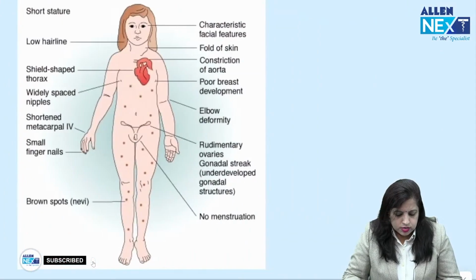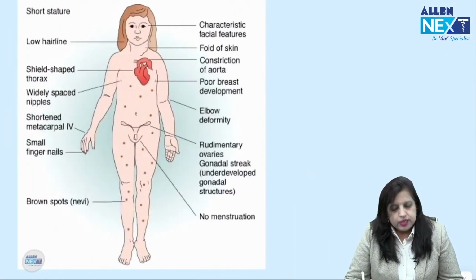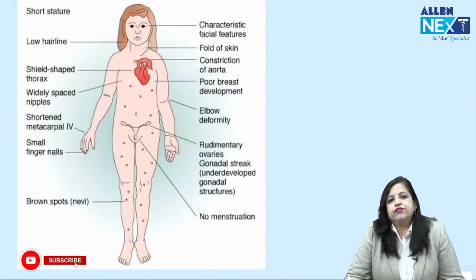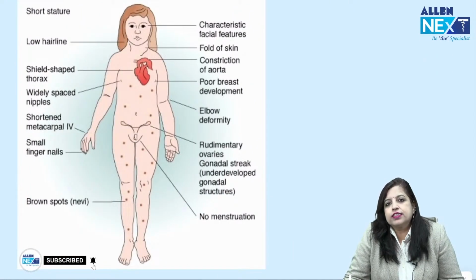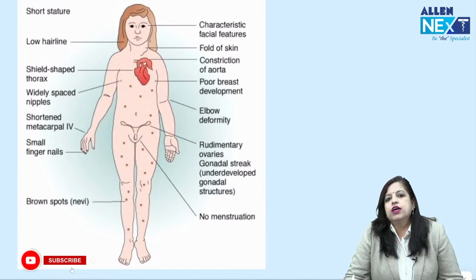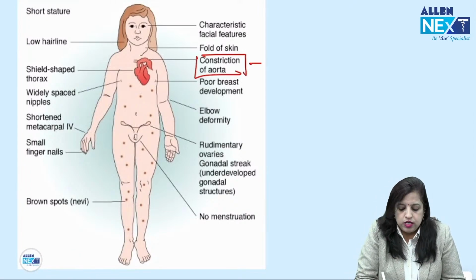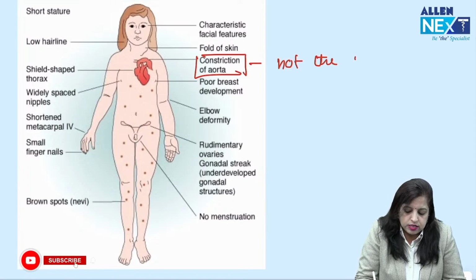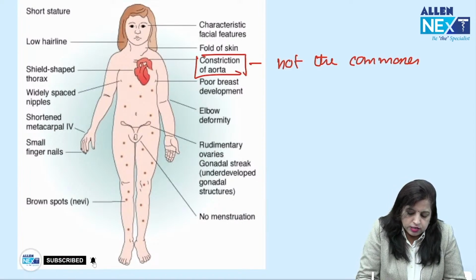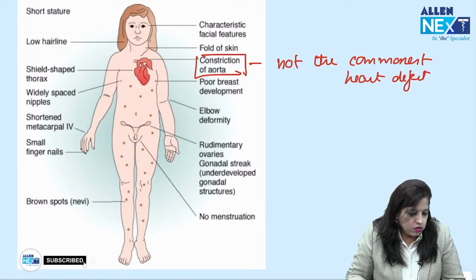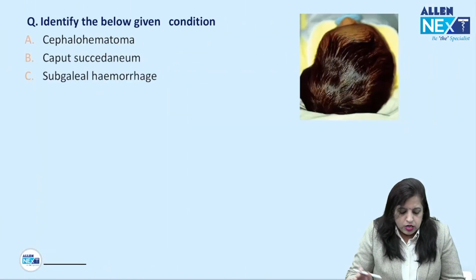Next, these are all the features which we had discussed, and of course the commonest congenital heart defect, we had discussed at that time, is bicuspid aortic valve, and the second commonest is coarctation of aorta. So remember, coarctation of aorta is not the commonest heart defect seen in Turner syndrome, right? So you should be very clear with this. Let us now move forward.